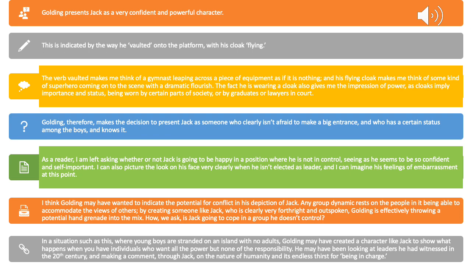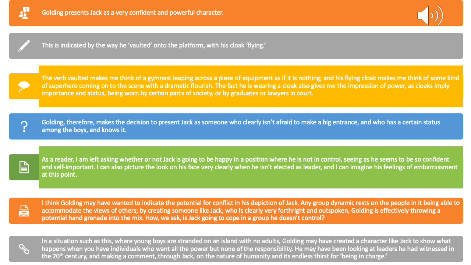So now I know the next stage in the grey box, I now need to explain why I think that. What are my reasons for thinking that Jack is very confident and powerful? So I'm going to give my evidence. And I've said this is indicated by the way he vaulted onto the platform with his cloak flying. So there's my evidence. There are my single words. And you'll see I've got two. It's fine to have two. You can have a whole sentence if you want, or you can have a technique. So Golding presents Jack as a very confident and powerful character. This is indicated by the way he vaulted onto the platform with his cloak flying.